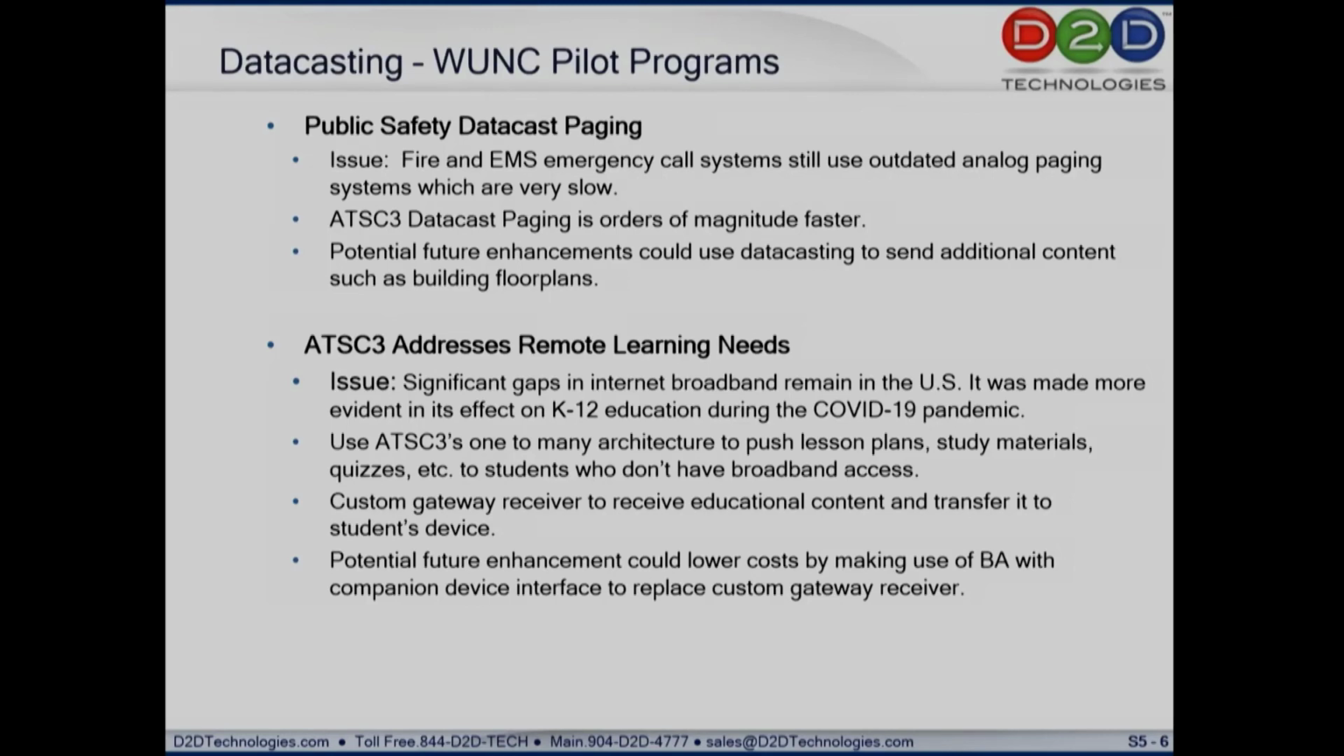Now one thing about this though, it does require a custom gateway receiver at each student's home which can receive the over-the-air broadcast, extract the educational material, and pass it on to the student's device. So it got me thinking, is there a way you can, as I talked about earlier, use a broadcast app along with the companion protocol, basically send the broadcast app out along with the educational material, and the broadcast app at the receiver will extract the information, then use the companion protocol to send it over to the student's device, eliminating the need to send a custom receiver out to every student.